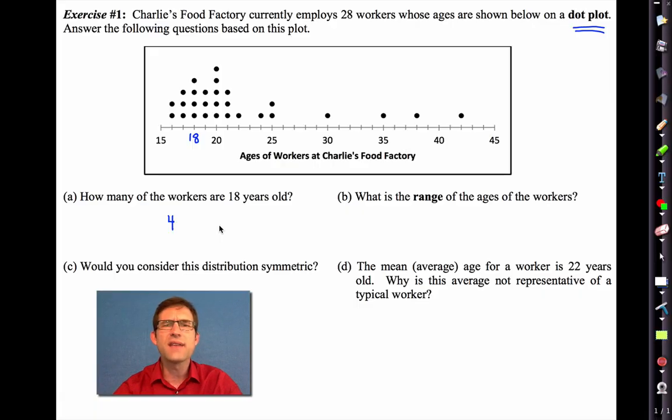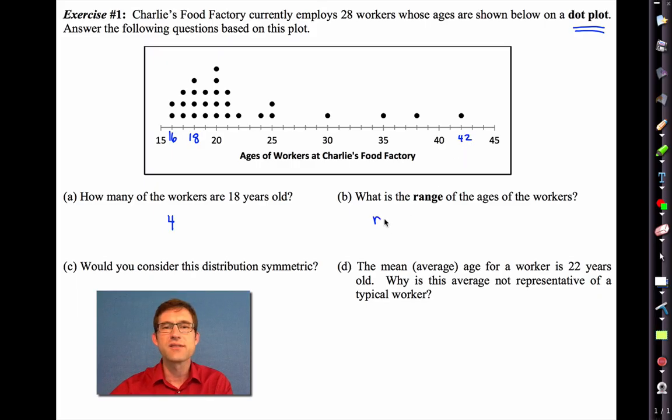Now, letter B gets into a more complicated piece of terminology, and one, unfortunately, that we've already seen in this course referring to a totally different thing. Letter B asks, what is the range of the age of the workers? That's really tricky for a variety of reasons. Number one, we've already seen range, and it referred to the outputs of a function. That's not this. A lot of times people use range in terms of the real world by saying, hey, the youngest person is 16, the oldest person is 42, so the range is 16 to 42.